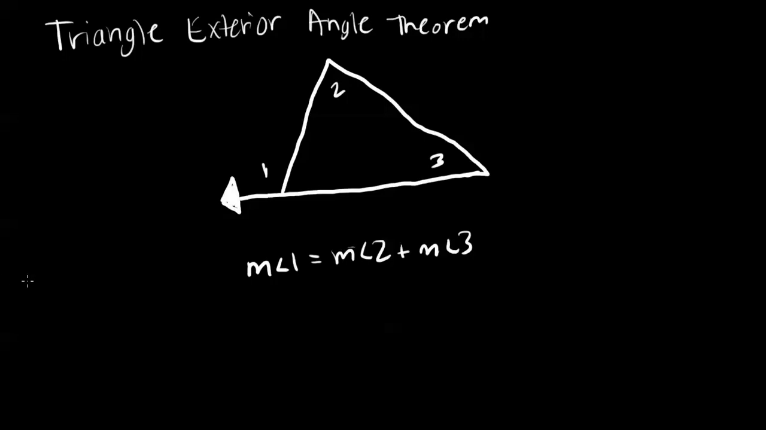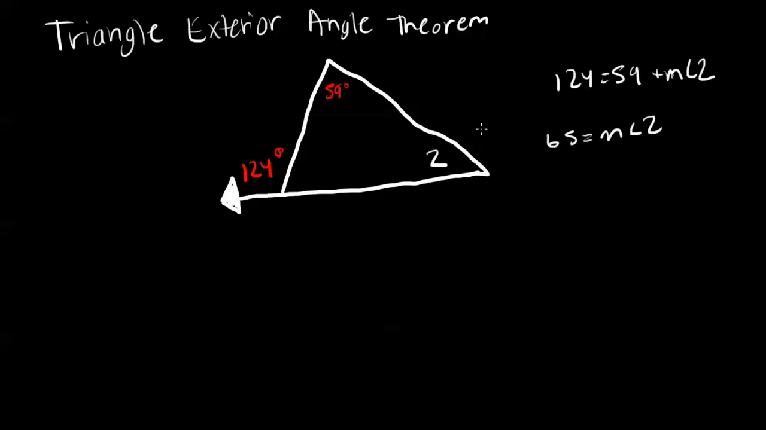Now we're going to go ahead and learn the theorem, Theorem 3.11, the Triangle Exterior Angle Theorem. The measure of each exterior angle of a triangle equals the sum of the measures of its two remote interior angles. So here you can see that we have an extension, which produces the exterior angle, angle 1. So the theorem states that the measure of angle 1 equals the measure of angle 2 plus the measure of angle 3.